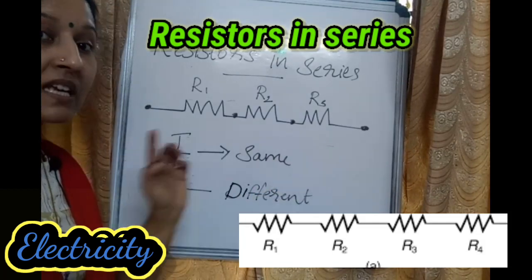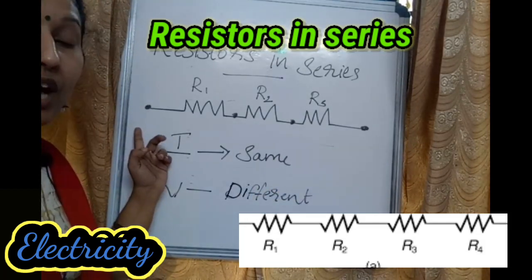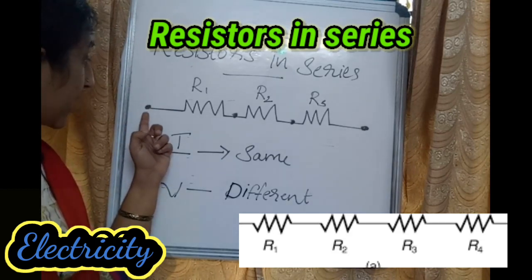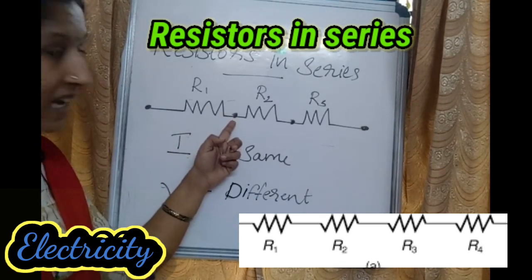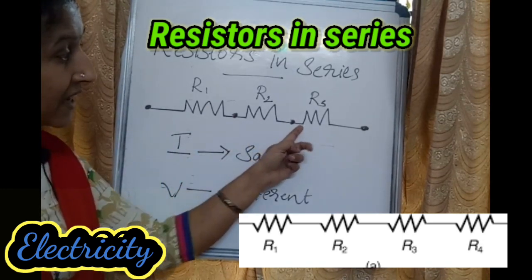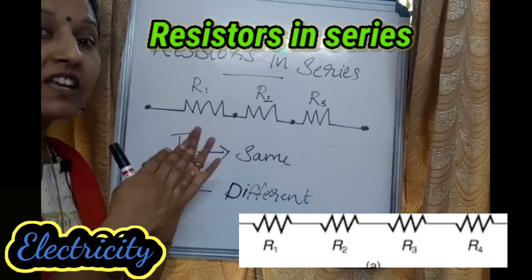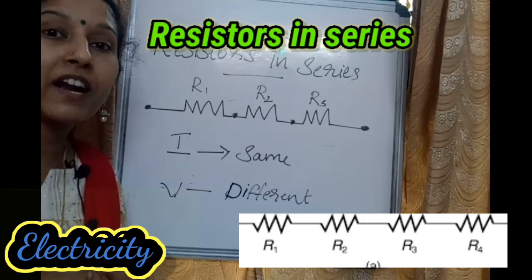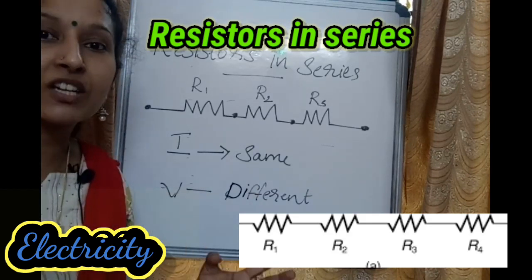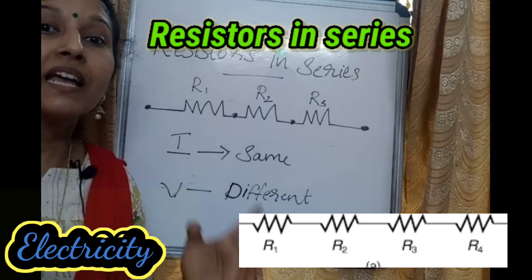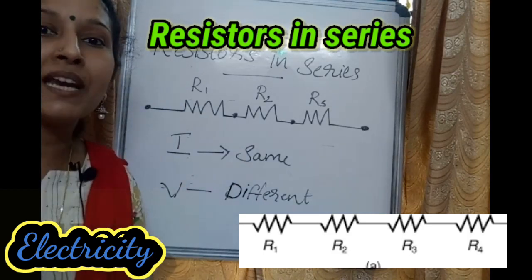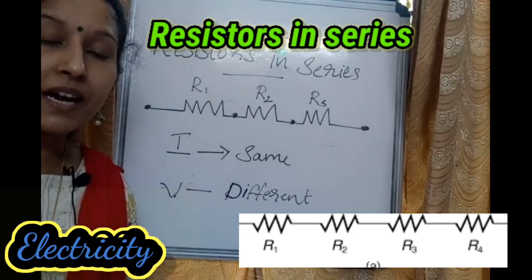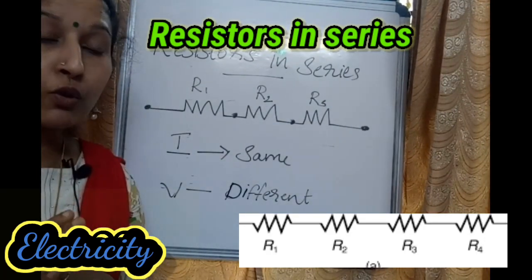Why? Because these resistors are joined end to end. Here you can see one end, then another end is connected here and another end is connected here, then another one here. So if the resistors are joined end to end, such type of connection is said to be series connection.